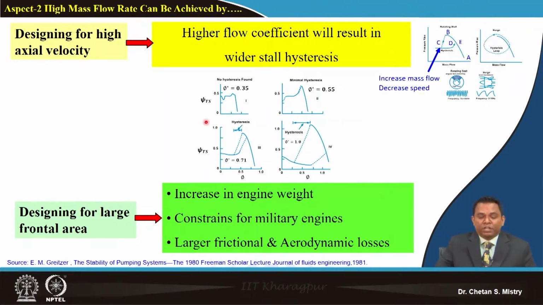Now what happens if we consider a higher axial velocity configuration? That means my flow coefficient will be higher.